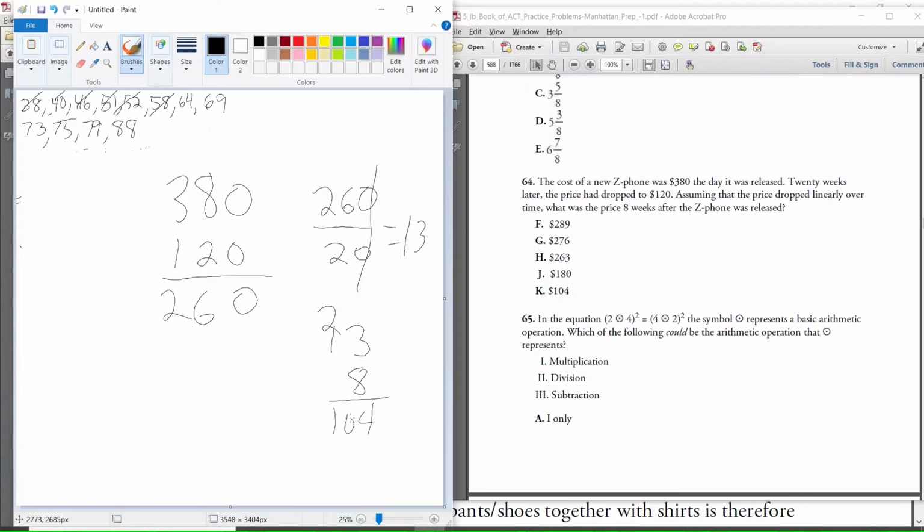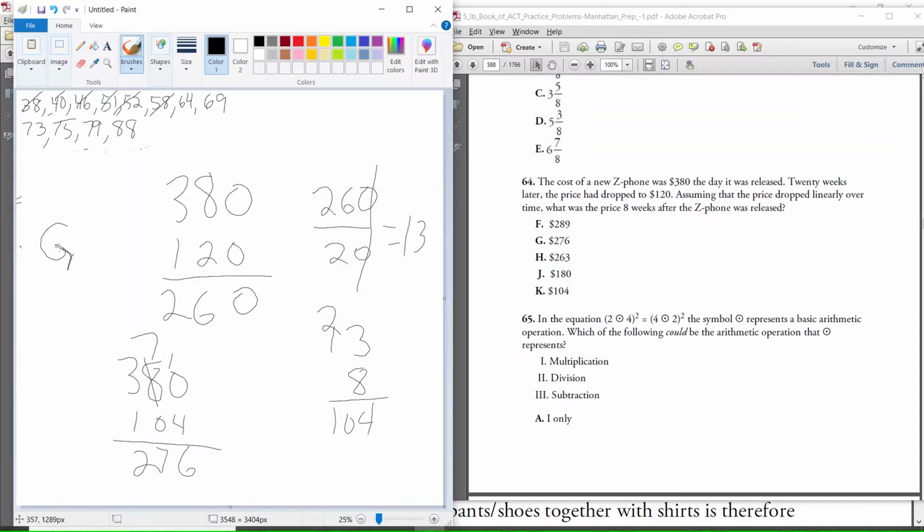Well, what's the price? Because it doesn't ask for how much it dropped. It asks for what the price was 8 weeks later. 380 minus 104, that's $276. Answer choice G. So the Z phone, man, it really went down a lot of money.